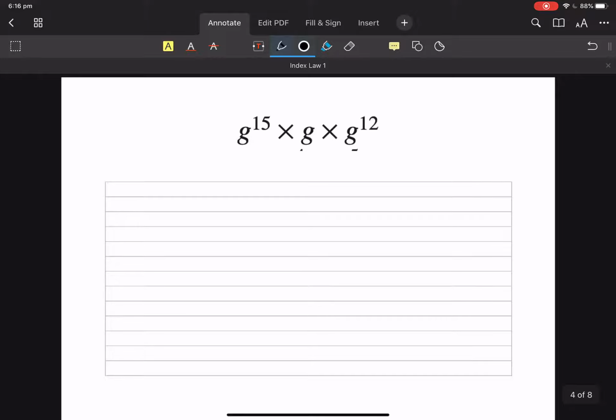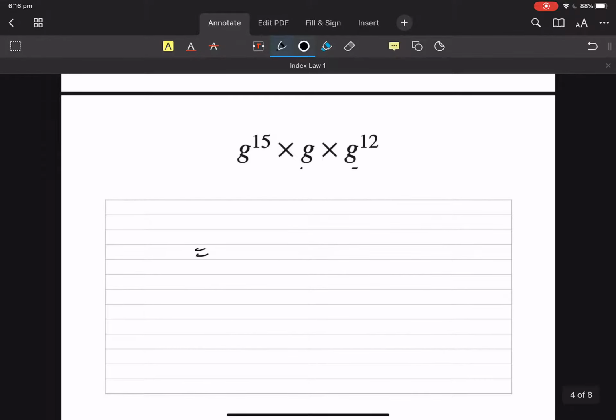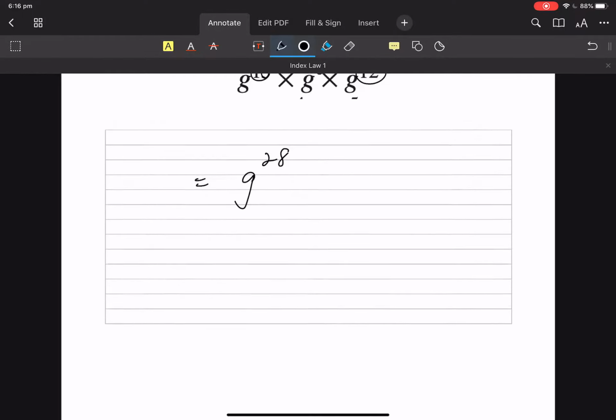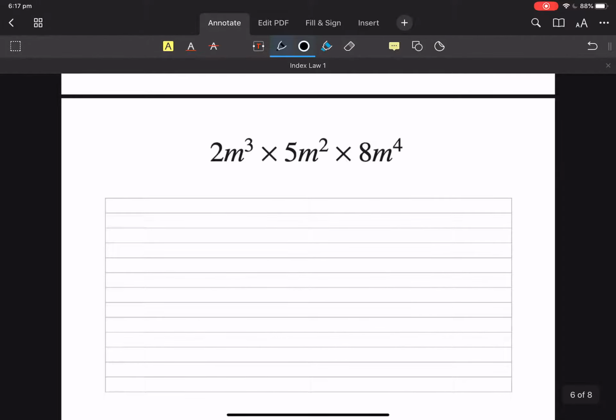How many G's do you see? Let's not even do any setting out. There are 15 and 12 is 27 plus another one, 28. That was nice and easy. Let's do this one first. I'm putting them in the wrong order, sorry about that.